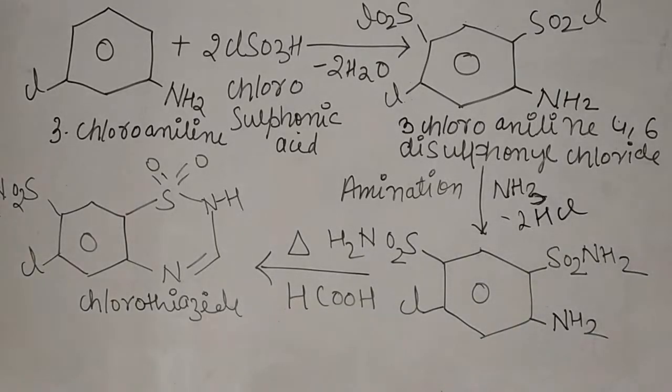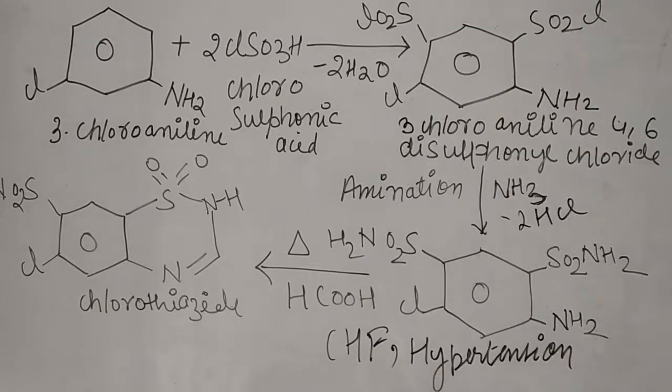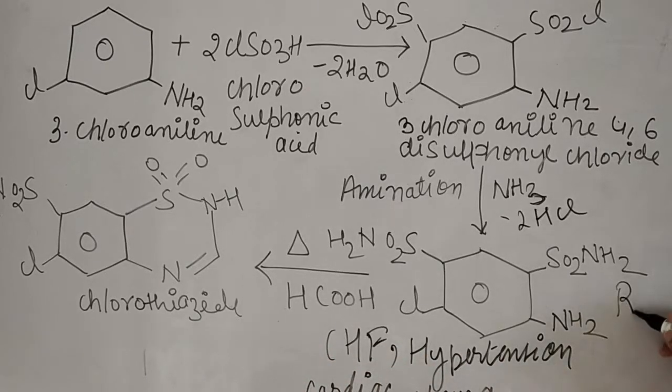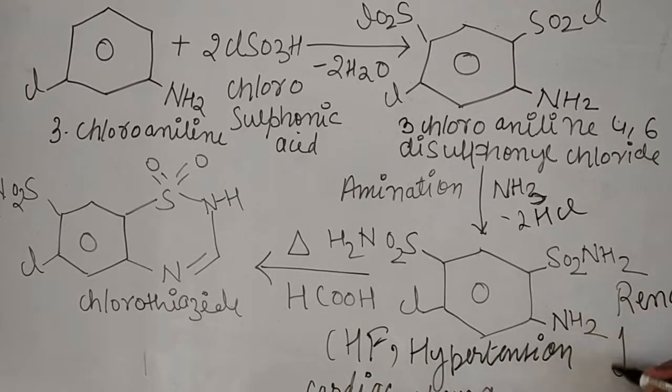Now what is the use of chlorothiazide derivative? Generally the medicinal use for chlorothiazide is it is used in CHF, means congestive heart failure. It is also used in hypertension, cardiac edema and renal failure. So these are the medicinal uses for the chlorothiazide derivative.